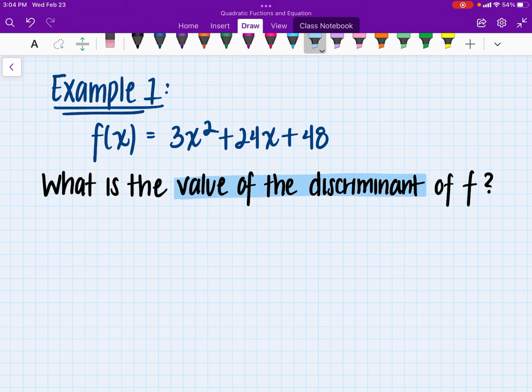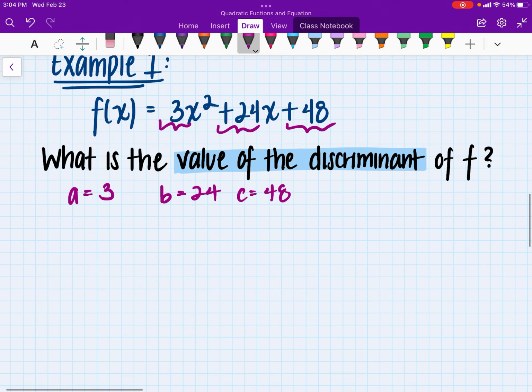Now, before I start using the formula here, we do need to identify our A, B, and C values. So that's the first thing we should be doing. So first thing, I want to go ahead and identify A, B, and C. So question for you guys is, what is A? A in this case, guys, is the number in front of the x squared, so that's 3. B is the number in front of the x, which is 24. And C is our constant, the number that's by itself. It has no variable, so that's 48.